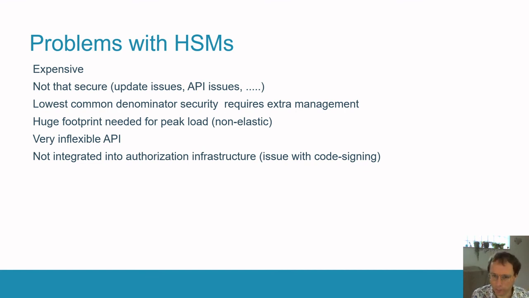You need a huge footprint with these things because they're non-elastic, they're hardware modules, so you need as many of them as your maximum load during the day. They have a very inflexible API, and they're not integrated with the authorization infrastructure, which is a big issue for things like code signing or cryptocurrency.